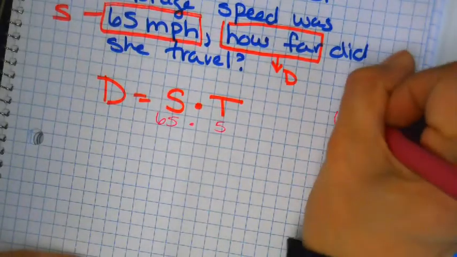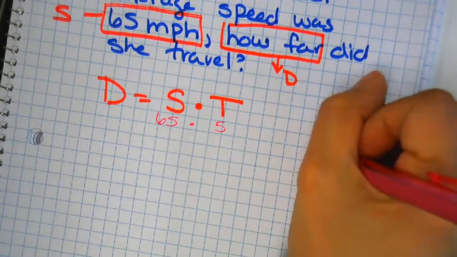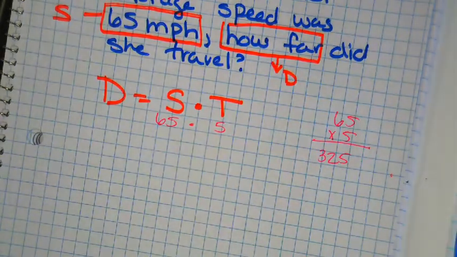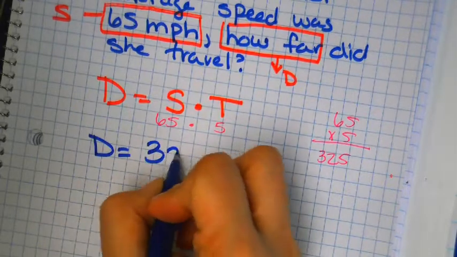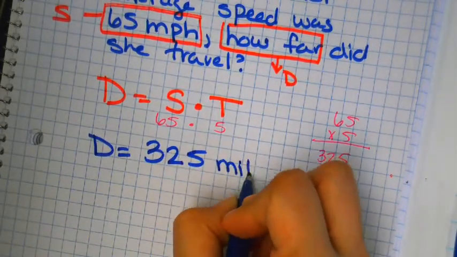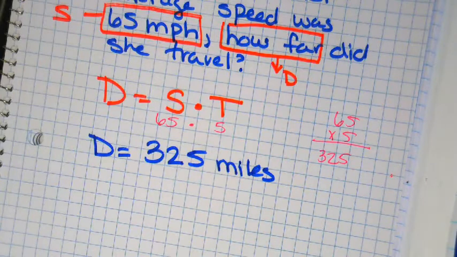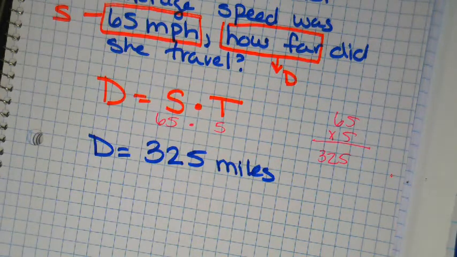What is 65 times 5? 325. It's distance, so miles. Our distance is equal to 325 miles. That's it. Don't put miles per hour because that is speed, and that's a mistake kids make. They keep adding units. If it's distance, we measure it in inches, feet, meters, kilometers, whatever it is. In this case, because it says miles per hour, our distance is 325 miles, period.